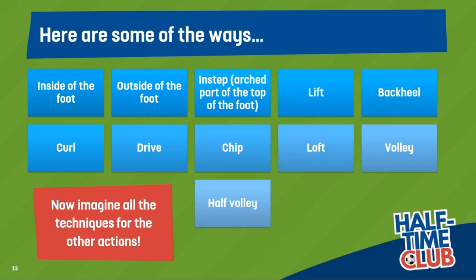So even within it, we can break these down even further. A driven pass could be in the air. It could be a driven pass that's on the floor, on the ground. It can be a chipped ball over a distance, a chip in a small area. It might be a chip over the foot, a chip over the knee, a chip over multiple players.